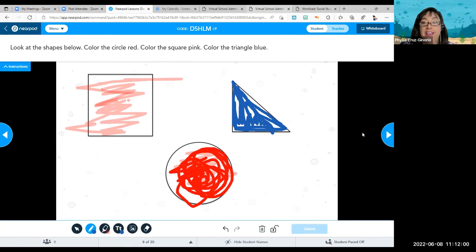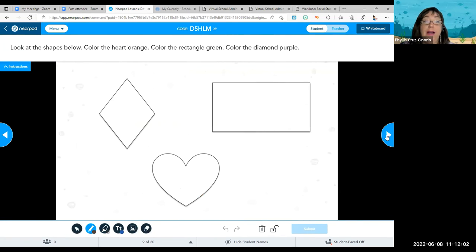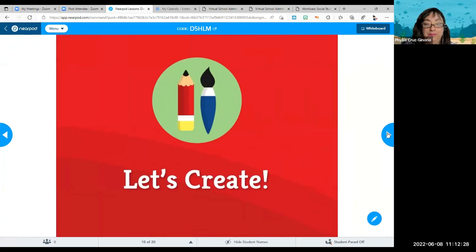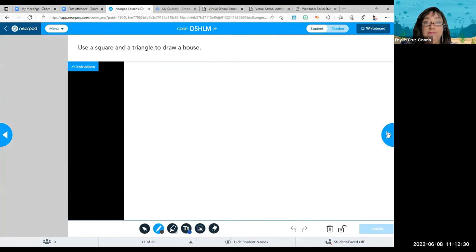All right. Now let's go to the next one, and we're going to wrap this up. You can do the same on your own when you practice this, coloring the different shapes. You read the directions at the top first. It will tell you what to color. This one says color the heart orange, color the rectangle green, and then at the top it says color the diamond purple. You can call it a diamond or a rhombus. Okay, here we go. Next one.